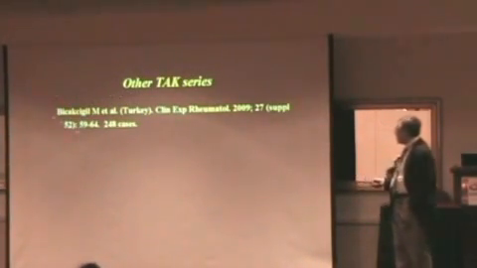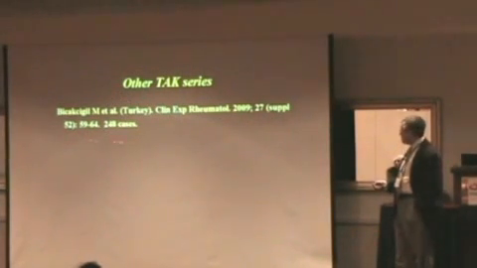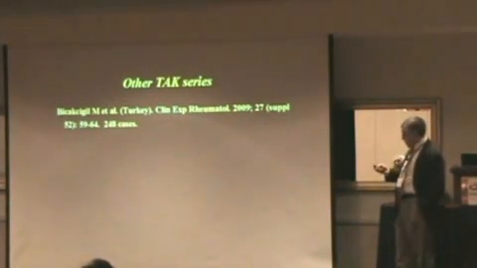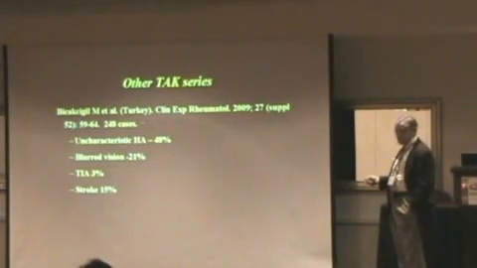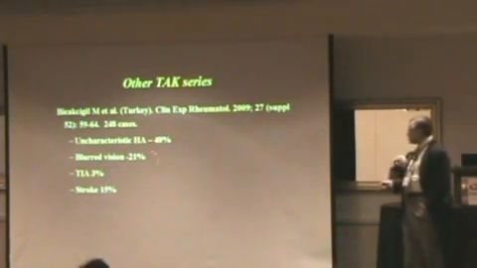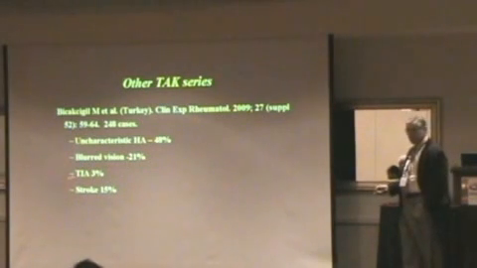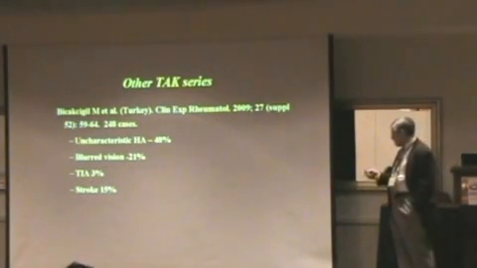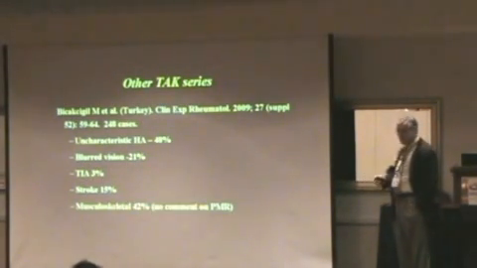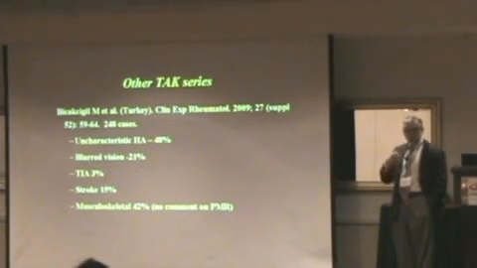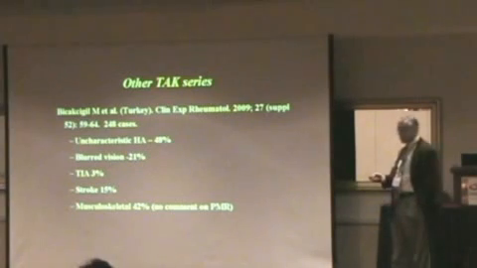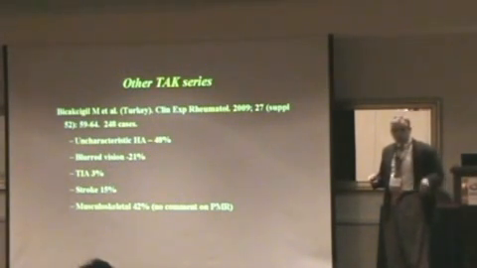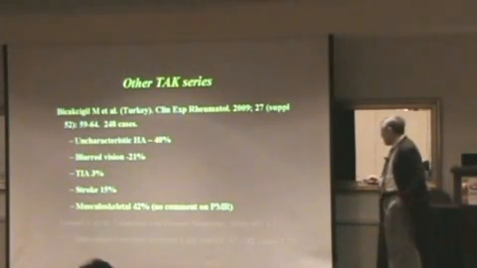And here's a series from Turkey where we're looking at 248 cases of Takayasu's. Among the characteristics that are reported, uncharacteristic headache in Takayasu's, almost half. Blurred vision, 21%. TIAs, 3%. Stroke, 15%. Musculoskeletal features, 42%, but they didn't break that out because they didn't ask the questions in the appropriate way as to how many of those would have been interpreted as PMR.